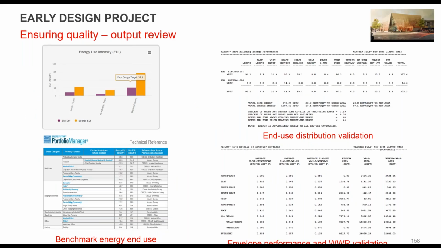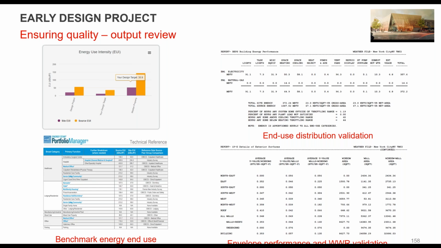Another thing is to try to look at output, compare your output to the target and how you're doing. In this case, the top left is energy use intensity, showing your design project, the target, and a typical other project, a median property. And that may come from something like Energy Star Portfolio Manager, which would be based on energy use of that typical building type.